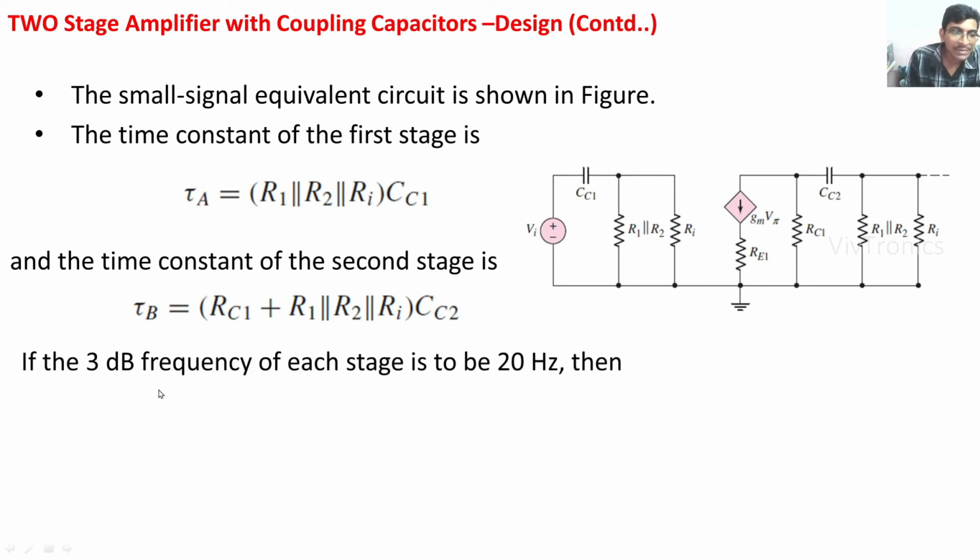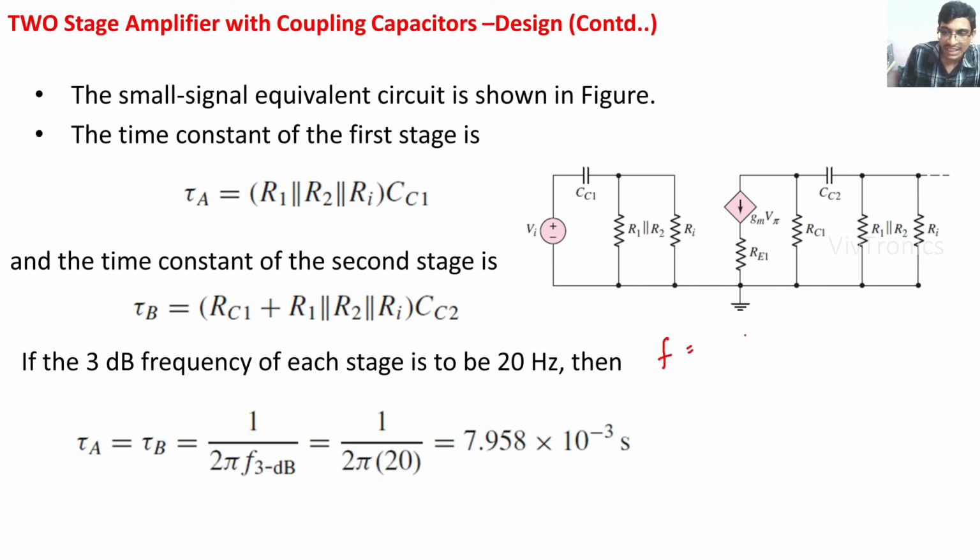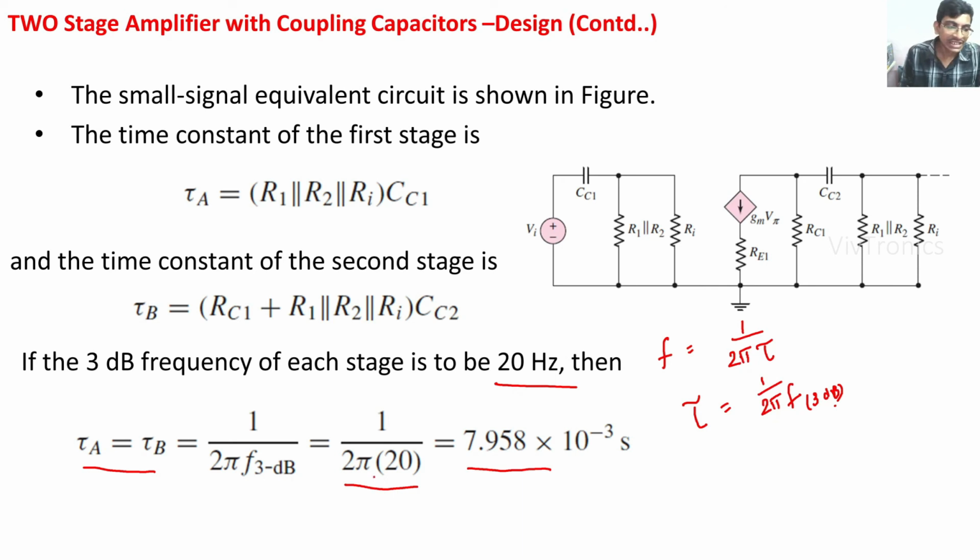If the 3 dB frequency of each stage is to be 20 Hz, we know that the 3 dB frequency f is equal to 1 by 2 pi tau. Therefore, we can calculate the time constant tau as 1 by 2 pi f. So tau A or tau B should be equal to 1 by 2 pi times f, where f is 20 Hz. When we substitute f equal to 20 Hz as per our design, we get tau A or tau B as 7.958 times 10 power minus 3 seconds, which is about 7.96 milliseconds. So we got the values of tau A and tau B.